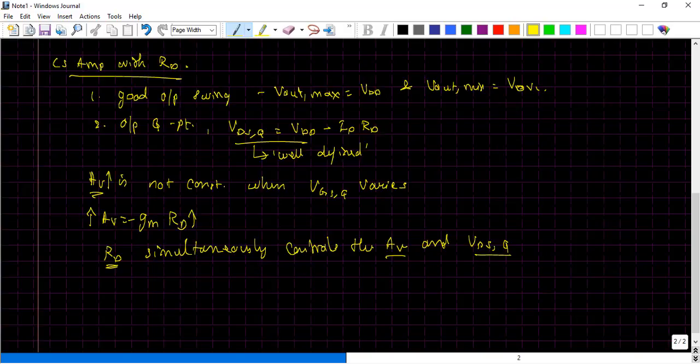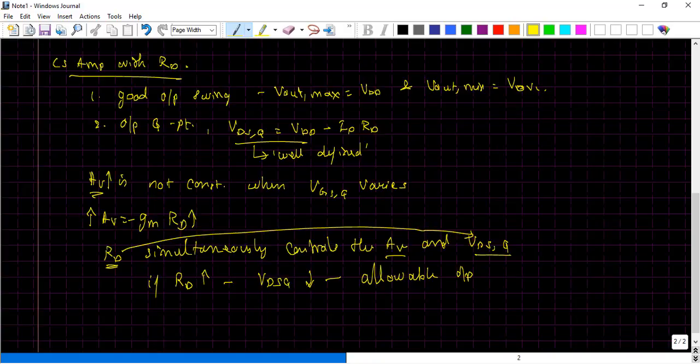So if we attempt to increase the RD in order to increase the gain, what would happen is the VDSQ would get reduced, and the reduction in this VDSQ would in turn affect the allowable swing at the output. So this was happening just because of the previous statement stating that there is a strong coupling between the resistance and the Q point, and the strong coupling between the resistance and the gain.